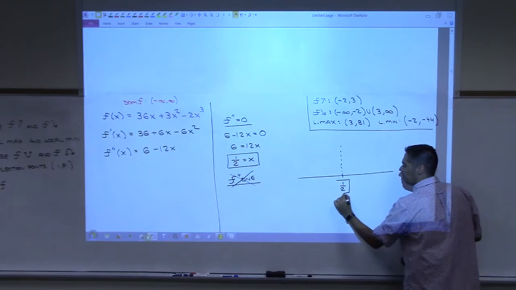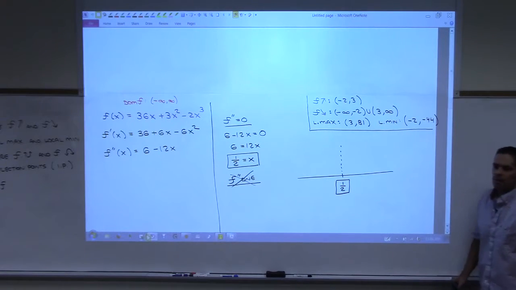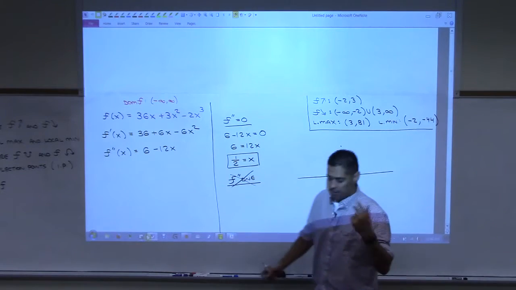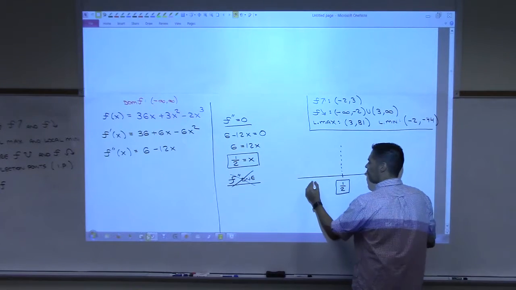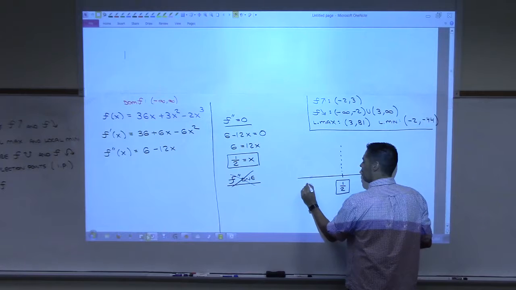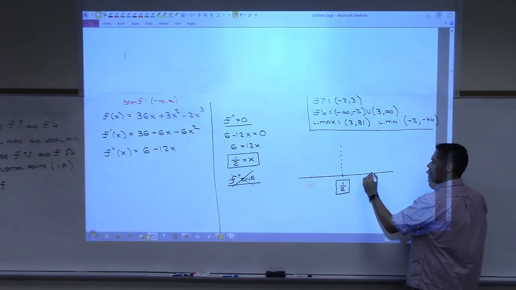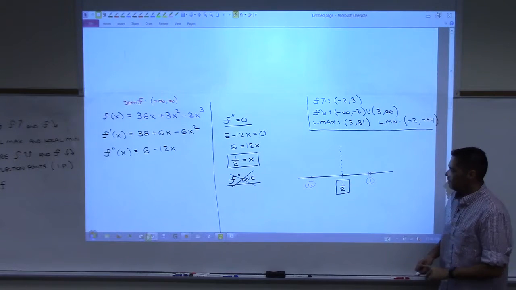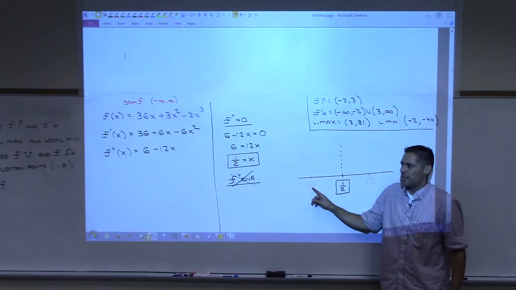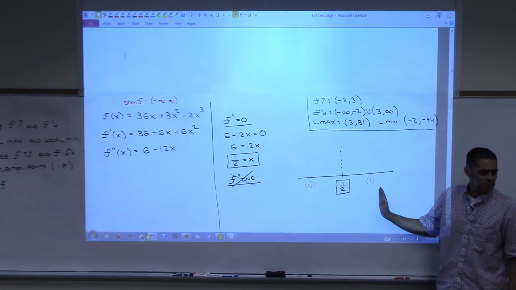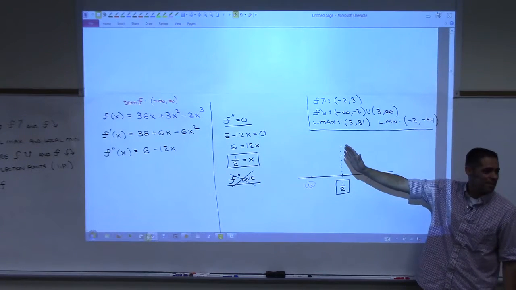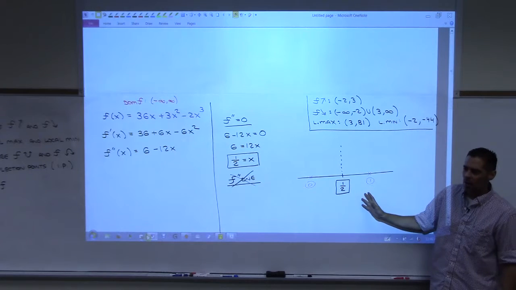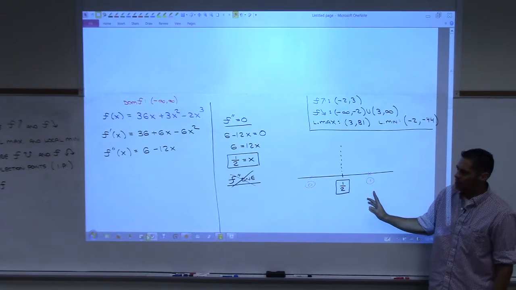Let's box it. And test some points. 0 and 1, I like those, yes. Could I have used negative 3.76 and pi? Yes, but why would I do that to myself? I've got to plug these numbers into something, right? I don't want to make it hard. 0 and 1 are nice numbers.